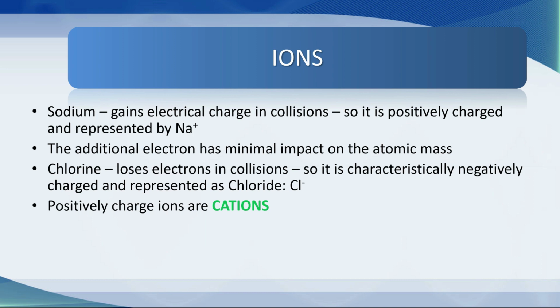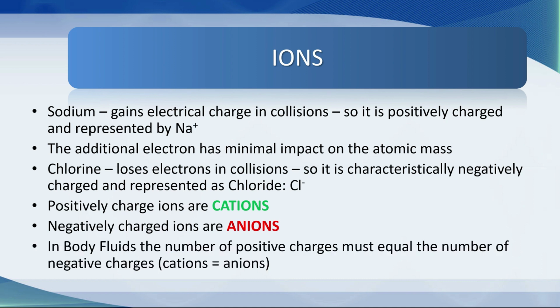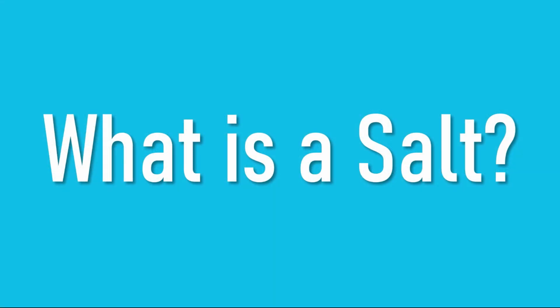Positively charged ions are cations, negatively charged ions are anions. In body fluids, and this is really important, the number of positive charges must always equal the number of negative charges. The cations must equal the anions. Well then, what is a salt?